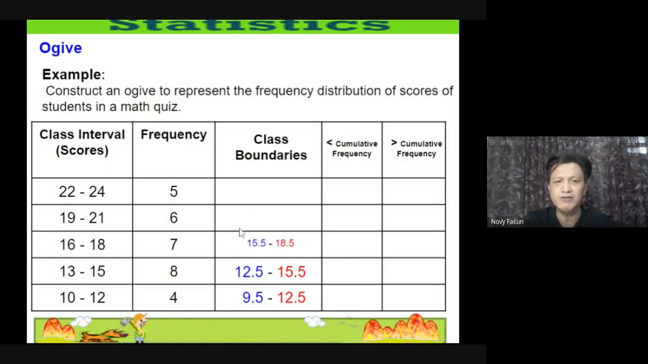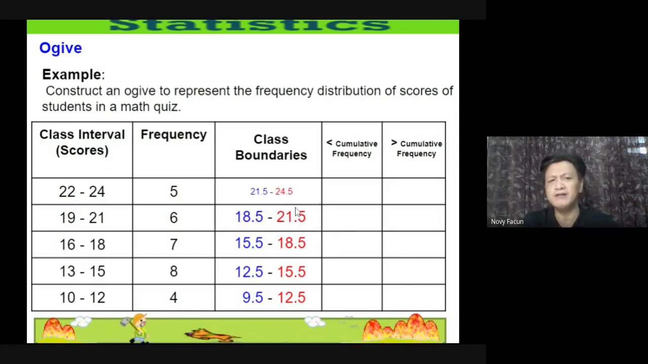And the third class boundary, same, nag-plus ka ulit ng 0.5 sa 18, kaya 18.5. Nag-minus ka ng 0.5 sa 16, kaya 15.5. And then the next is 18.5 to 21.5. And the last is 21.5 to 24.5. Yan yung ating class boundaries. Pero ang kailangan lang natin dyan, yung ating upper class boundaries. Ito yan, yung naka-red. Take note yan, yung upper boundary po dyan yung naka-red. Lower boundary kasi yung blue.